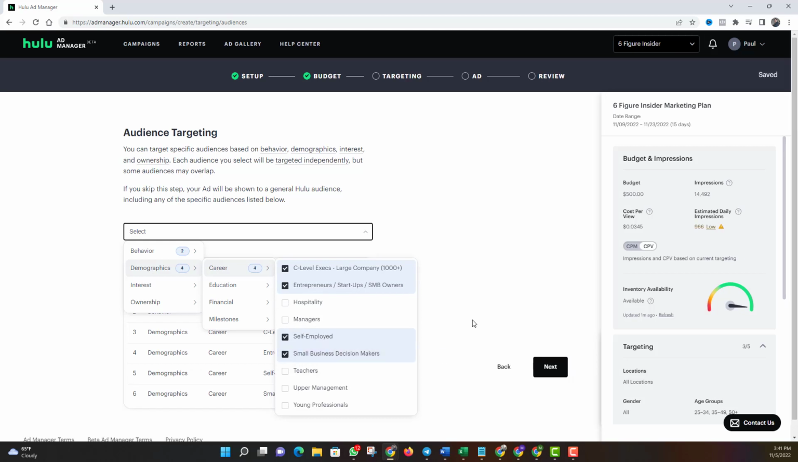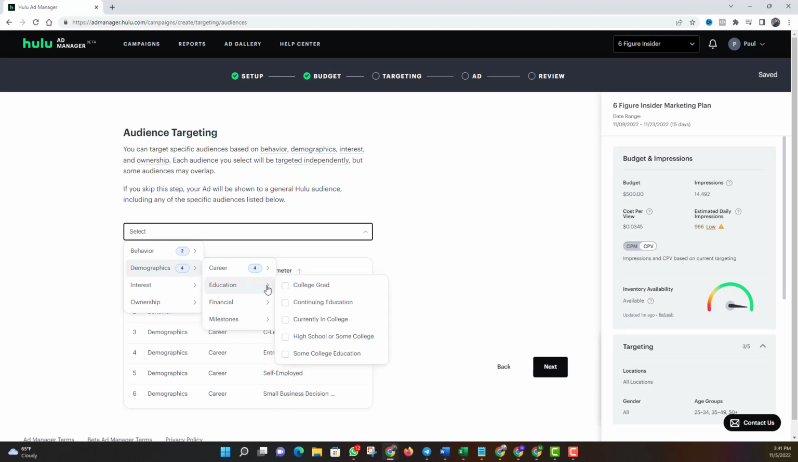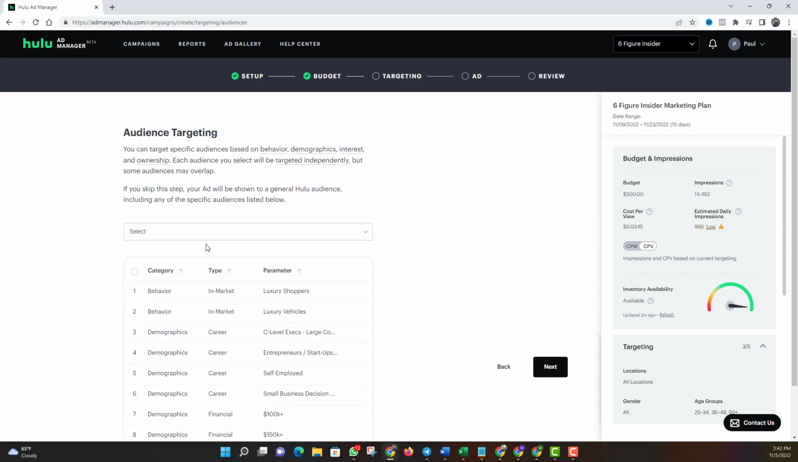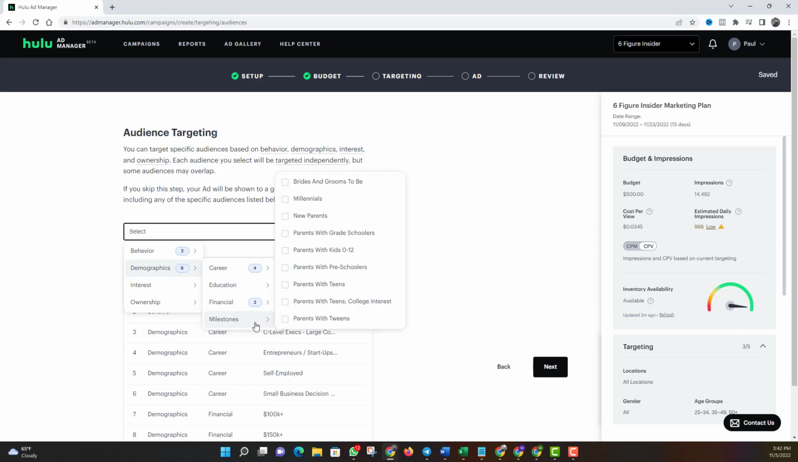So that is actually quite the list. It's actually pretty lengthy there. You can also narrow down by education. So I could say, are they a college graduate, continuing education, currently learning, some college education? And as far as education goes, for what we're targeting for, we don't care about that as much. Financial, so this would be kind of where they are financially. And generally we're going to say between 100 and 150,000.